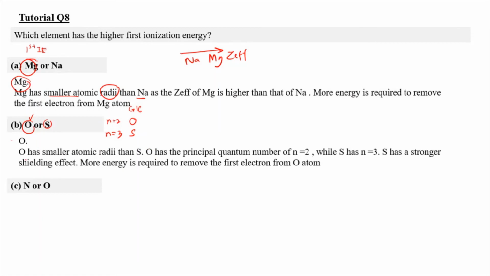So you can say that oxygen has a smaller atomic radius than sulfur, where oxygen has the principal quantum number n equal to 2, while sulfur has n equal to 3. Since sulfur has more electrons, it is going to have a stronger shielding effect. As a result, more energy is required to remove the first electron from oxygen, which is smaller in size than sulfur. And that is why oxygen is going to have the higher first ionization energy.